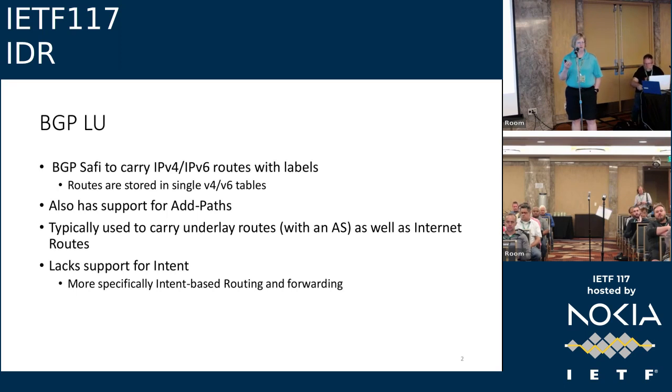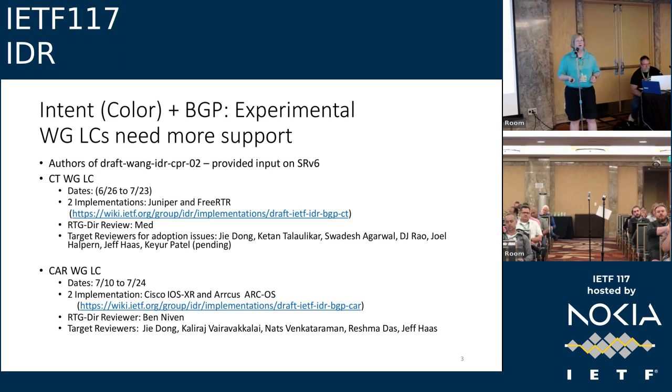BGP-LU was there as a SAFI to carry IPv4, IPv6 with labels, and it also has support for add-paths. Typically, it's used to carry the underlay routes, but it lacks support for intent, and we find that is really helpful in emerging applications. More specifically, we wanted to see intent-based routing and forwarding. So that's where we started with this. Okay, where are we? We're in the middle of finalizing the experimental drafts.